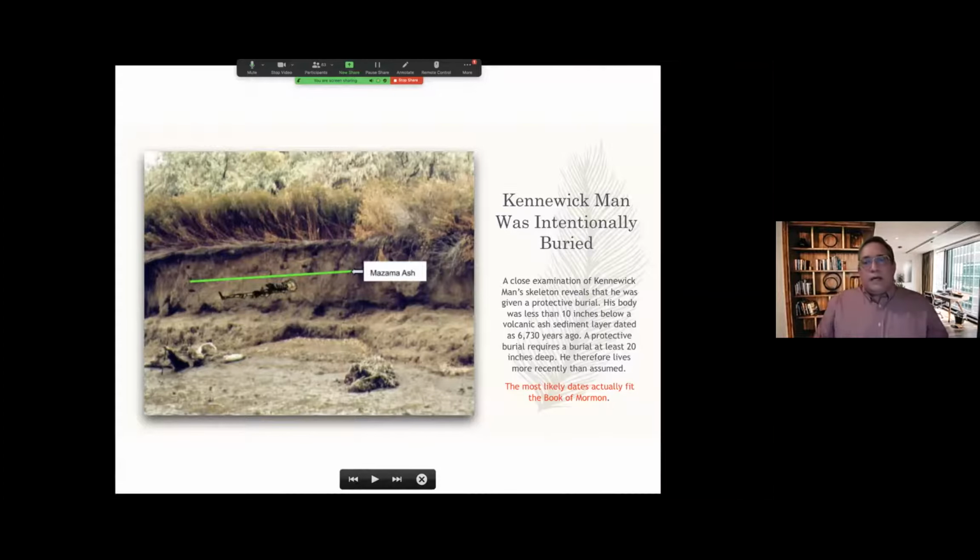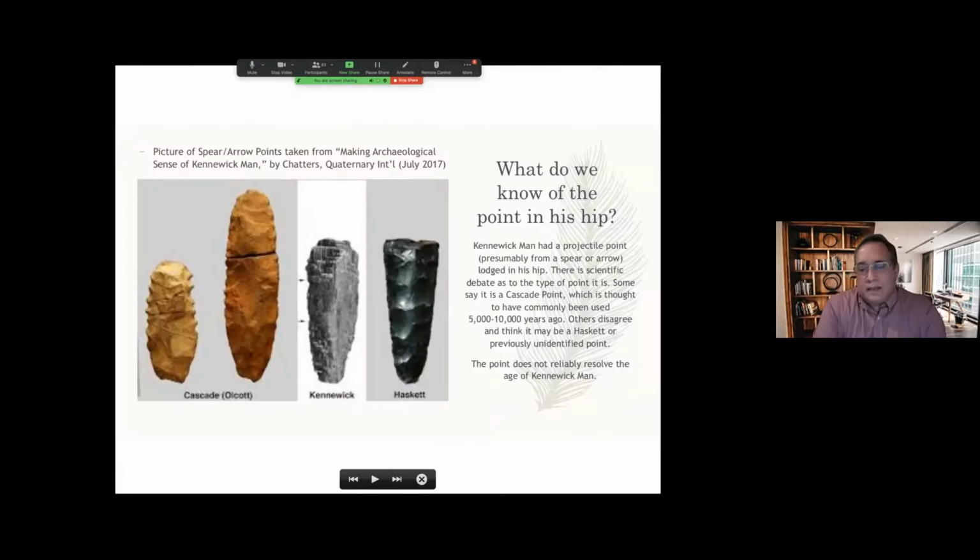Okay, there's one other timing piece. We're getting near the end already of this part anyway. So Kennewick Man had a spear or arrow point lodged in his hip, and apparently had carried it for some time in his life because the bone had sort of grown around this spear or arrow point that is lodged in his hip.